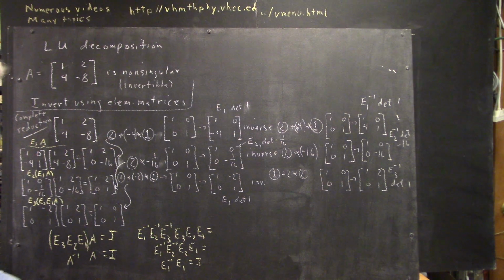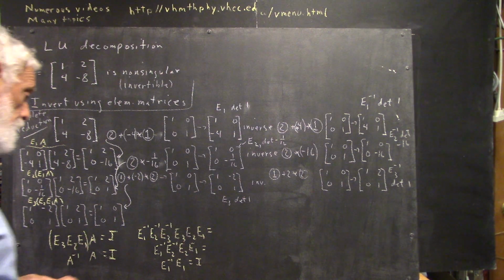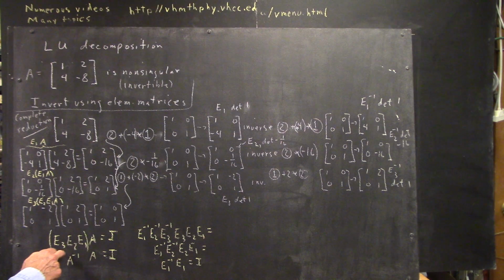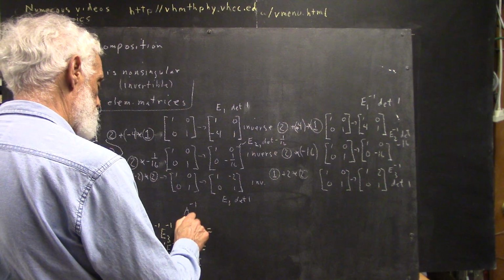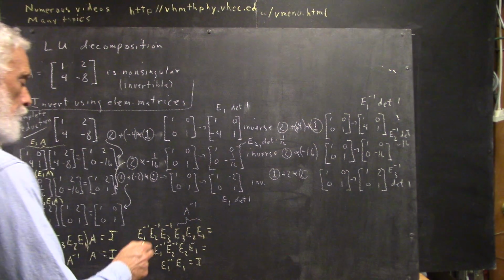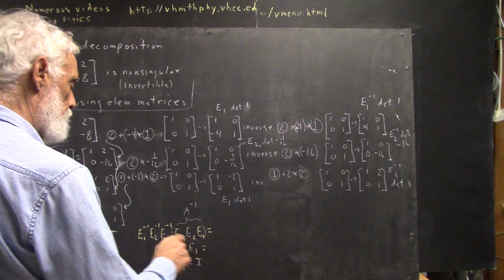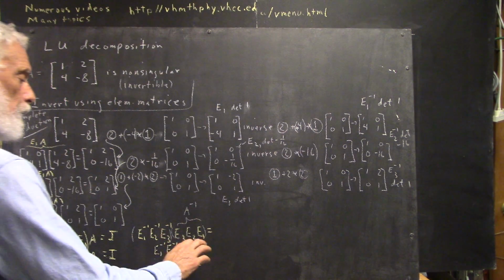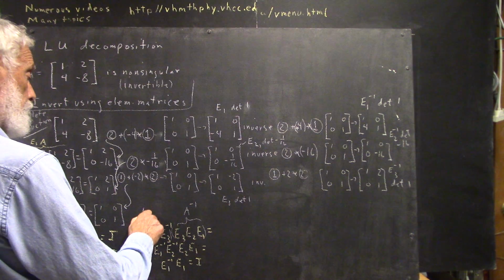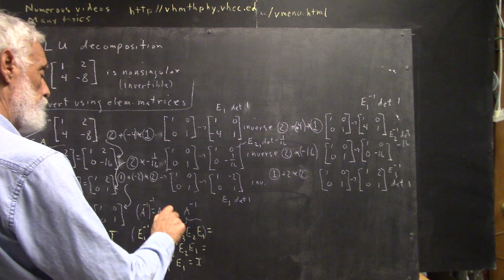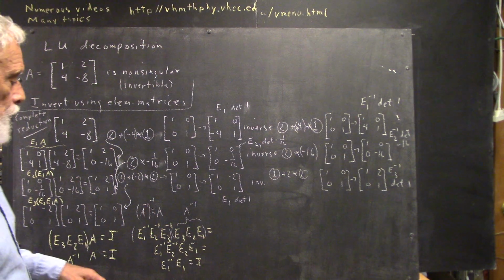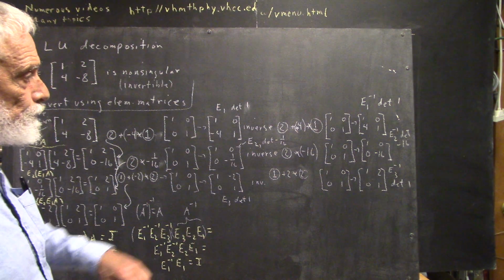And what does that tell us? Well, remember that E3, E2, E1 is just A inverse. So this product of the inverse matrices is A inverse inverse, which equals A.